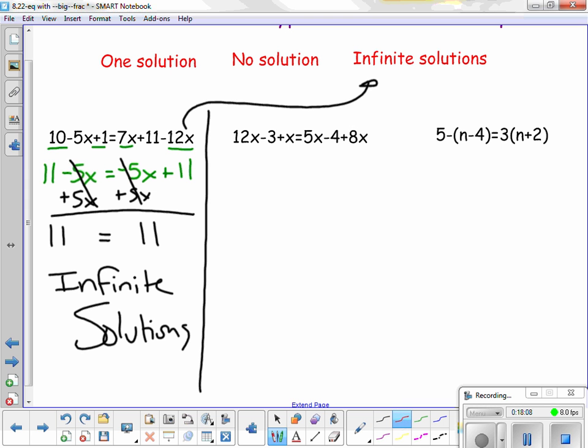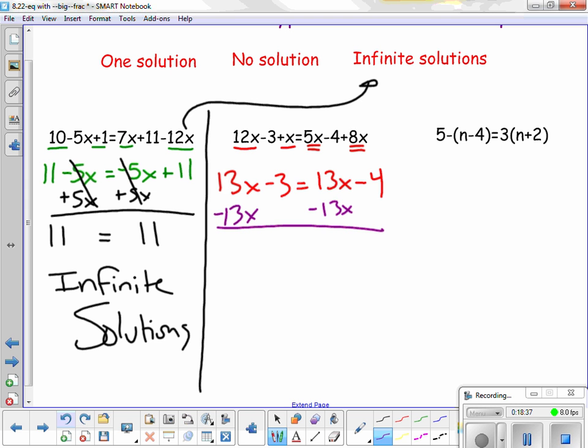Okay, next problem. Left-hand side, I have a positive 12x and a positive x, which gives me 13x, and bring down that negative 3 equals. I have a positive 5 and a positive 8, which gives me 13x, bring down the minus 4. So I want to move the smallest variable to the other side. Well, I have positive 13 on both sides, so it doesn't matter which one I move. So I'm going to subtract 13x from both sides. 13 minus 13 cancels, bring down the negative 3. 13 minus 13 cancels, bring down the negative 4.